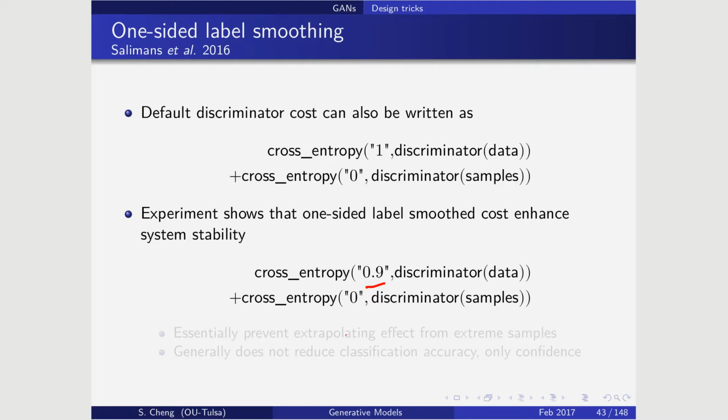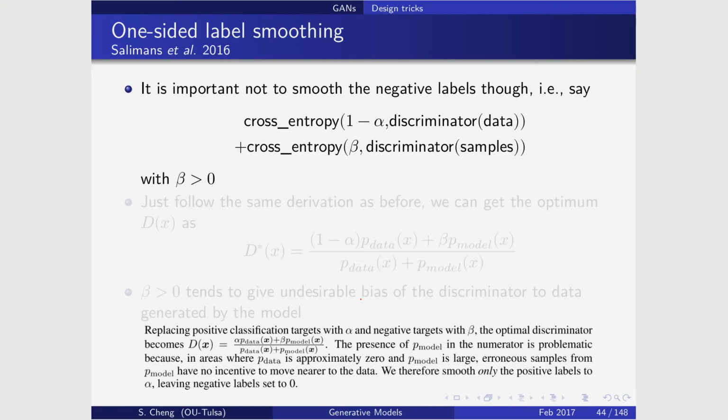Of course, you could argue: why don't we also reduce the confidence for the other side as well? For the samples generated by the generator, maybe we also want to say we are not 100% sure this generated data is fake, maybe just give it 10% for that and so on. But it turns out it's not a good idea that way. So you just want to do a one-sided label smoothing.